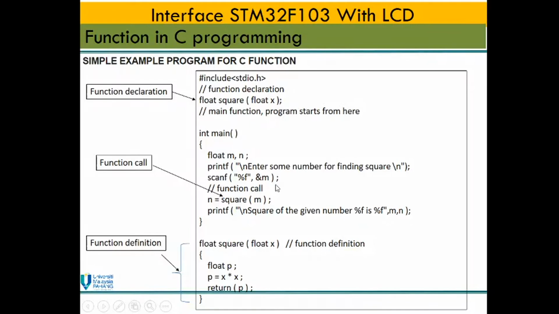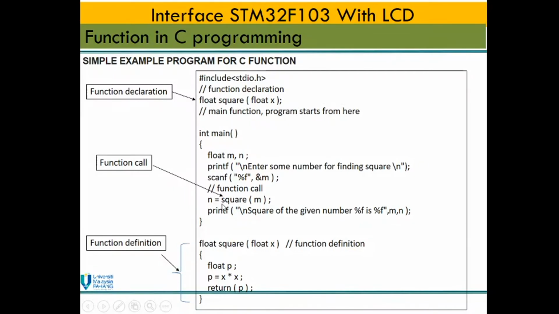This is a simple example C program using functions. As you know, the function should be declared and defined before calling in a C program. In this program, we have a function called square. First we declare the function: float square, with a parameter x, float x. The function definition in the program is typed below, outside the main function.